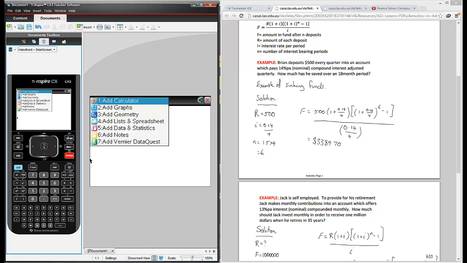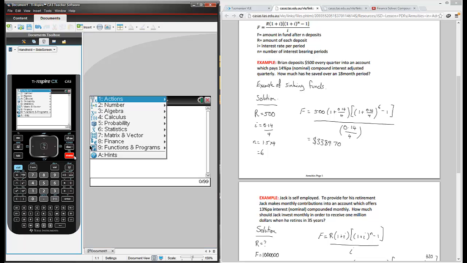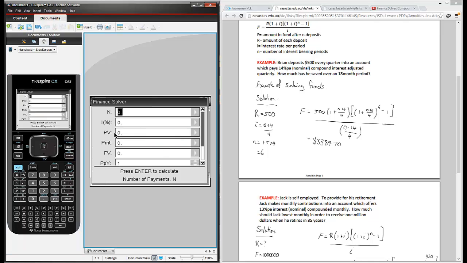So if we go to Menu, we need to add a calculator screen, and then from here we click Menu again, and we go to Finance, and we go to Finance Solver. Now that we're in Finance Solver, we can go through and enter the details into the different boxes. The first one is number of payments. So we're paying every quarter into an account over an 18-month period, so that's 1.5 years, paying 4 times every year, so that means we're making 6 payments in total.